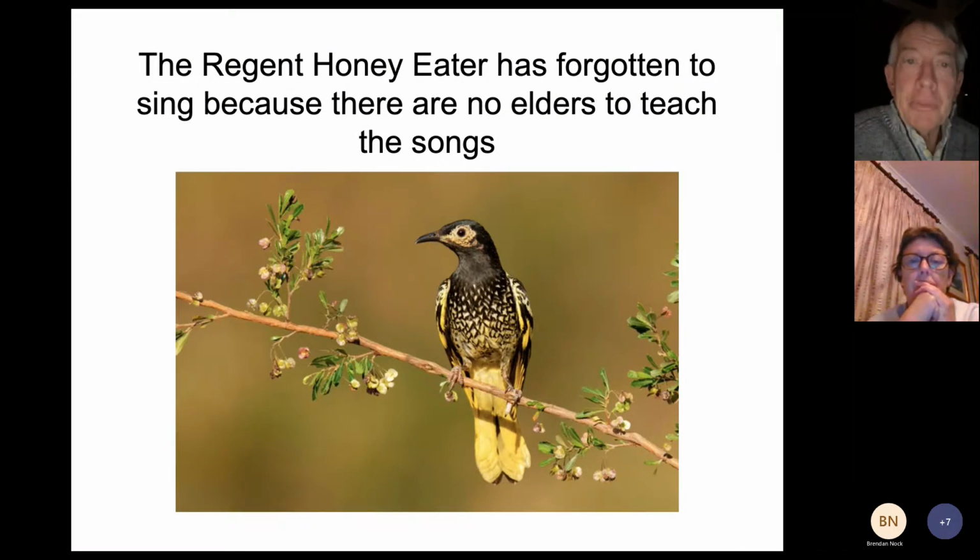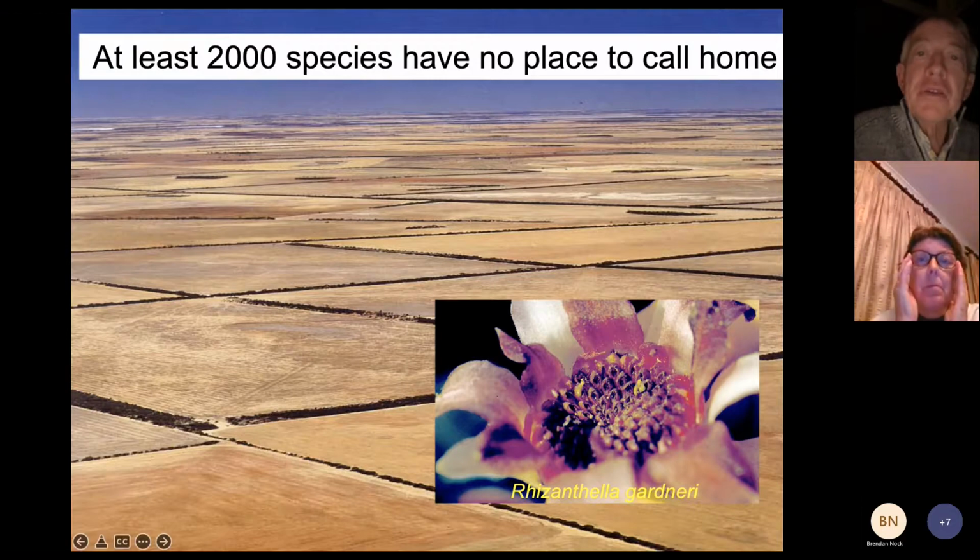biodiversity gets lost. This is work done in Eastern Australia last year where they found the regent honeyeater, because we have depleted its population, that the young no longer know their song because it's not taught to them by their elders. We see this also in the 2,000 plant species that no longer have a place to call home, much of this in the wheat belt and on the Swan Coastal Plain.